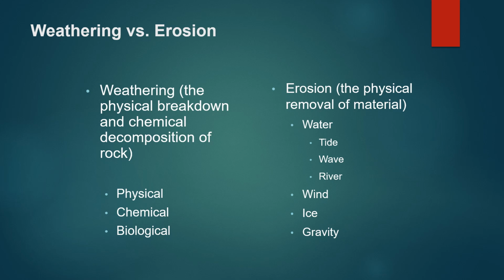Erosion is physically removing the weathered materials from their original locations. The media of erosion can be water, wind, and ice, which are all kinds of fluids. With the mass wasting type of erosion, gravity is the primary driver.